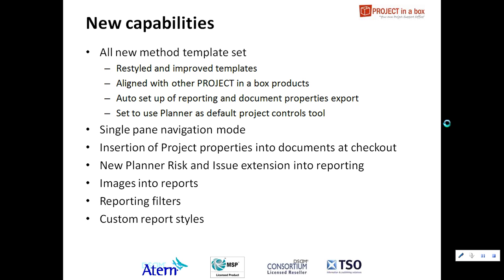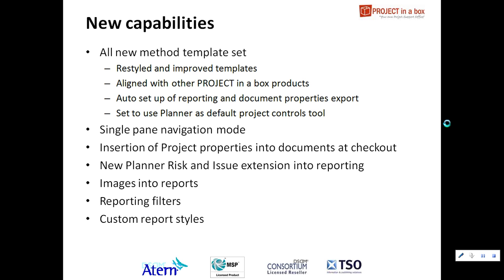Okay, so the new capabilities of Personal Edition version 3.1 centered around a new set of method templates. These are now brought into line with the ones we provide in Community Edition and in our multi-user platforms. They are restyled and improved in terms of navigation, and extended in a number of different areas to collect additional information as well. They're also aligned to use Planner as the standard way of collecting project controls, risk, issue and planning information. You can also use Microsoft Project if you want to.